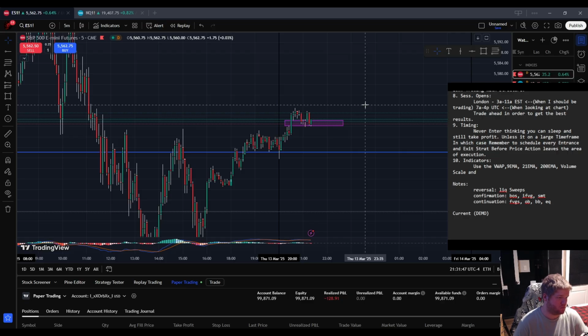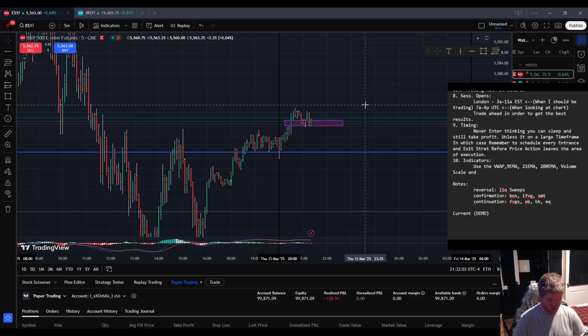This fair value gap, it got filled, right? But then we got a candlestick closure above it. So what did we do to this fair value gap right here? We disrespected it. This fair value gap is no longer valid.